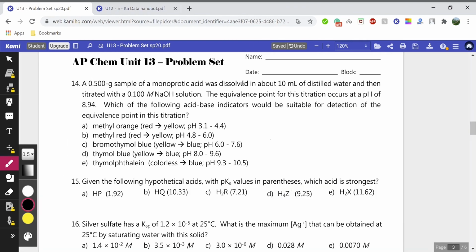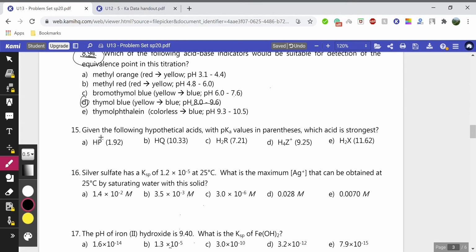A 0.5 gram sample of monoprotic acid was dissolved in 10 milliliters of distilled water and then titrated. The equivalence point for this titration occurs at a pH of 8.94. Which of the following acid-base indicators will be suitable for the detection of the equivalence point? So for the equivalence point, you want the pKa to be as close to the pH as possible. But over here, it didn't give us the pKa. Instead, it told us the pH range for each. So with this kind of question, just find whichever pH range contains 8.94. It's in between 8.0 and 9.6, which is D. So our answer will be thymol blue.